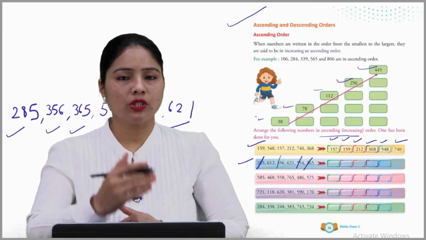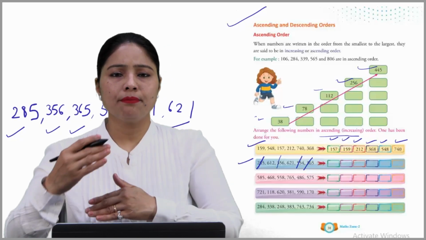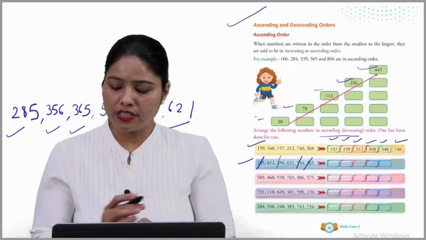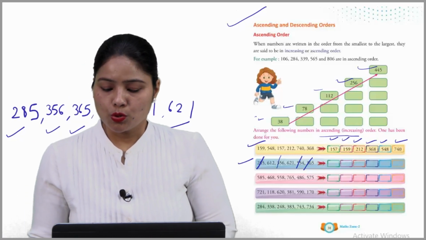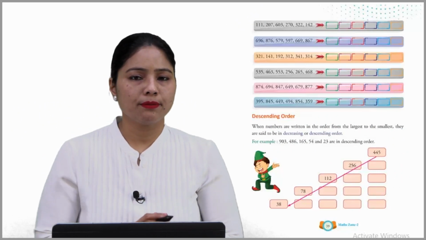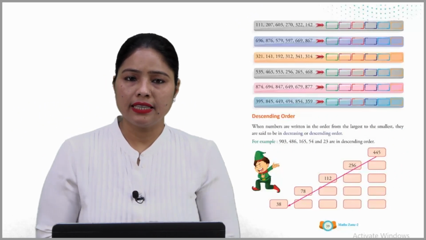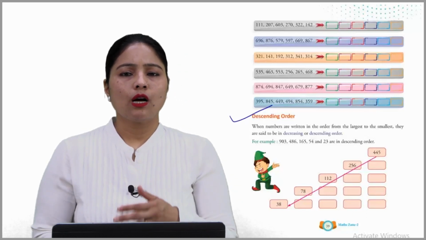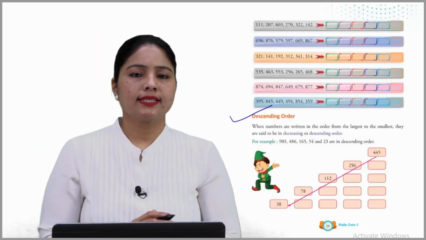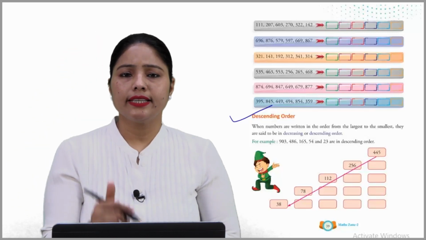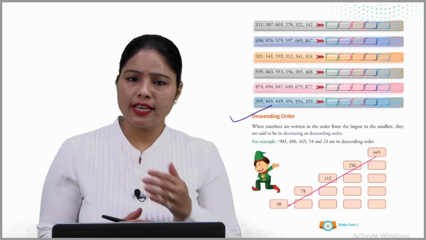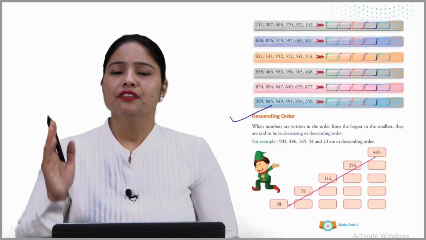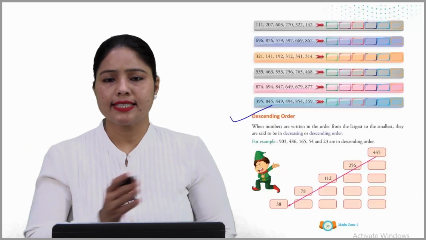Okay, you have to find out the smaller number, then bigger number, then bigger number, then bigger number and then the last, biggest number. So this is how we do the increasing order. These are the other blanks beta, you have to fill them on your own. Okay, so now we will learn descending order. When numbers are written in the order from the largest to the smallest, they are said to be in decreasing or descending order.